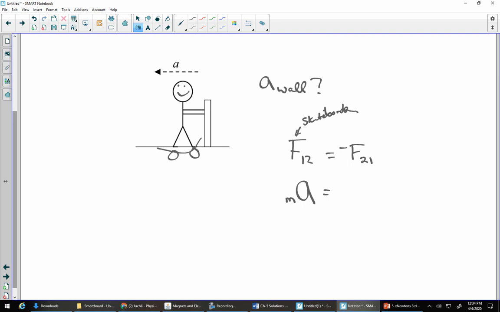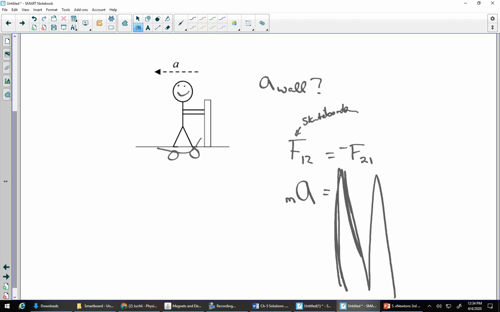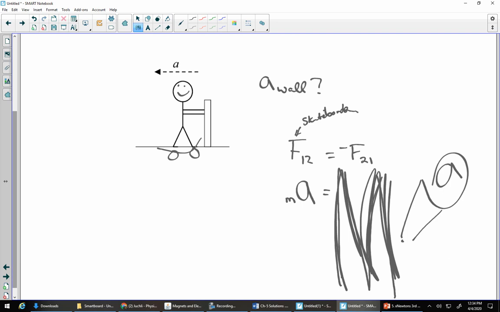The wall, on the other hand, is attached to the ground, it's the Earth. We are going to have an extremely big mass, a ridiculously large mass, and a ridiculously small acceleration. When you blow this up, it's supposed to say acceleration, but it's so small that you can't even see it. The Earth is going to accelerate, but it's so small you're never going to be able to measure that.